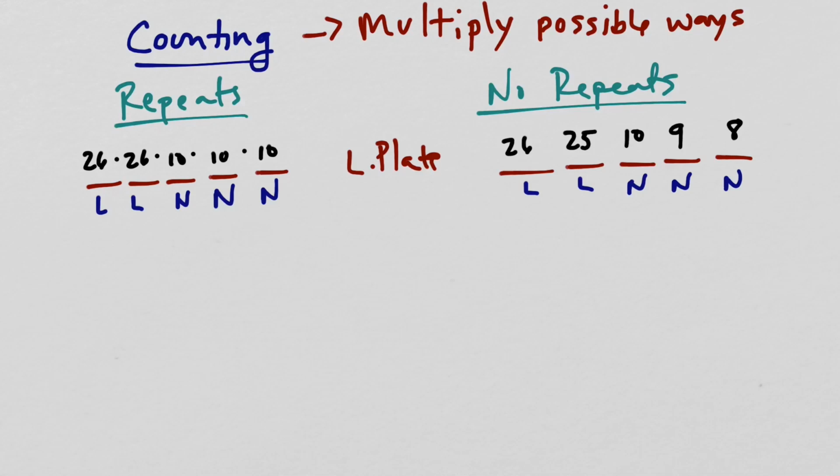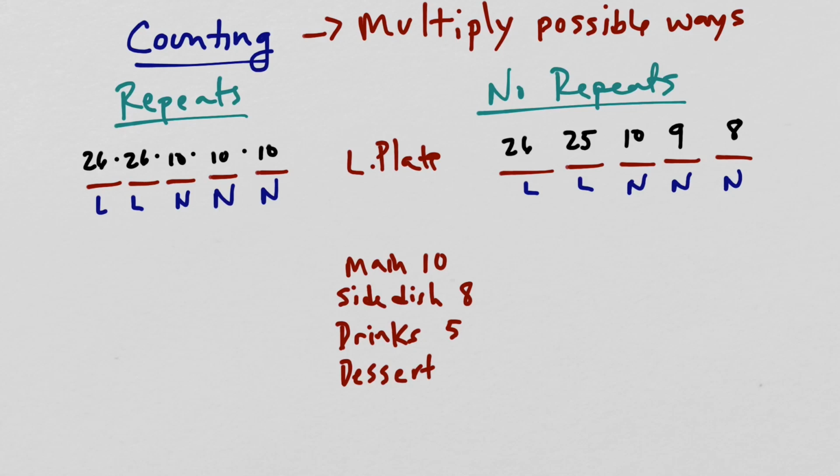Right. So if we had, as far as a main entree at a restaurant, let's say the restaurant had 10 to choose from. If you had a side dish, and maybe they have 8 sides for you to choose from, and let's say the number of different drinks that they offer on their menu is, say, 5. And then if you want a dessert, let's say they have 4 desserts.